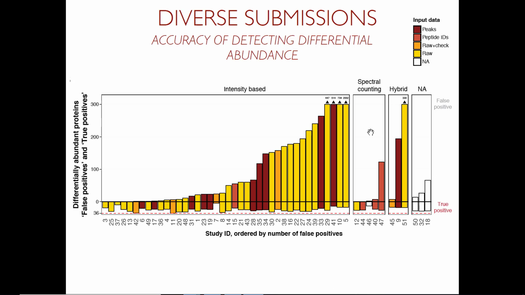Now, notice also that it doesn't matter if you do intensity-based or spectral counting or hybrid, you have these discrepancies. And it doesn't matter if you start with raw data or with partly processed data, you would have these discrepancies as well. So clearly, there's a lot of variation. And again, remember, no different mass spectrometry, same raw data, same files coming out of the instrument, only the statistics, and identification, quantification. So that introduces all of this variability.